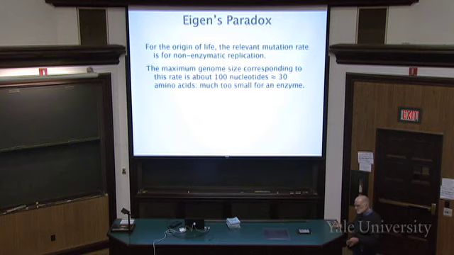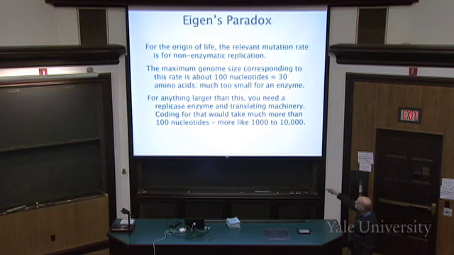So if we're dealing with replication of a DNA-like or an RNA-like molecule, you can only get up to a genome of about 30 amino acids with the kinds of mutation rates you get with non-enzymatic replication. Well, that's much, much too small for an enzyme. You're not going to get an enzyme out of that. Anything bigger than that, you need to make the replication more accurate. And in order to make it more accurate, you need an enzyme. You need translating machinery to take the genome and make it into that enzyme. You need the enzyme then to be working on making the genome replicate accurately. And that takes a lot more than 100 nucleotides.